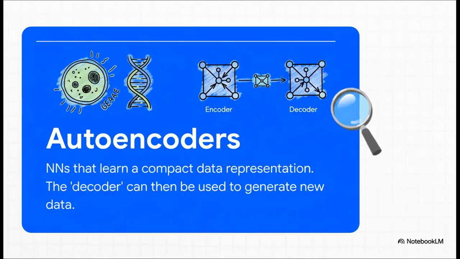One of the key tools for this is something called an autoencoder. What it does is it first learns to compress data, like a protein sequence, into a much smaller, compact form, and then it learns to decompress it back to the original. Once it's trained, you can use that decoder part all by itself to generate brand new, synthetic proteins that have literally never existed in nature.